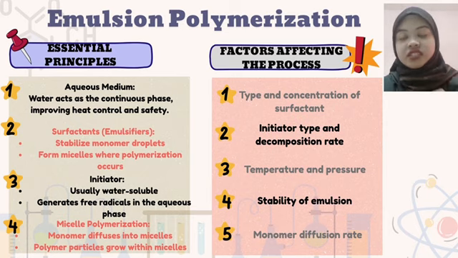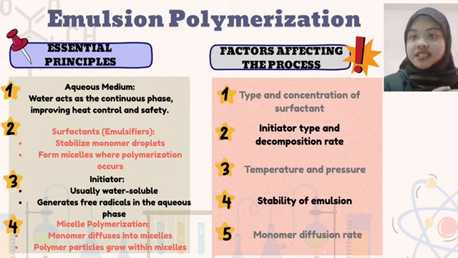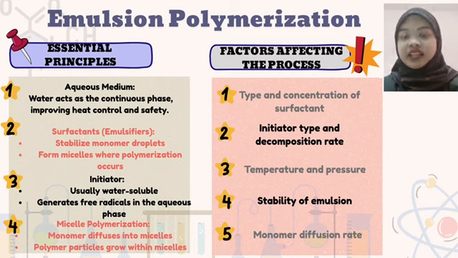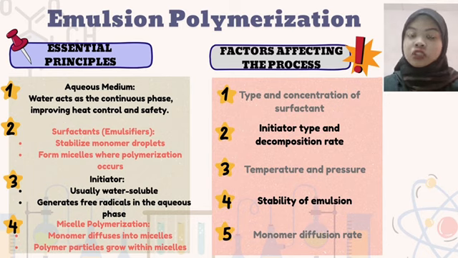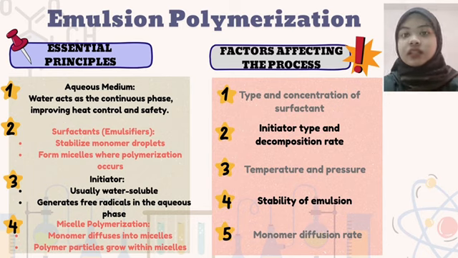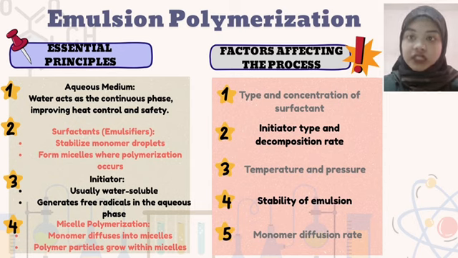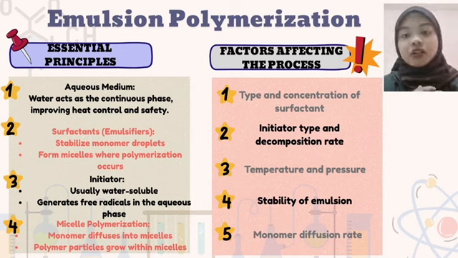During the process, the monomer diffuses into the micelles and polymer particles grow inside these micelles. In addition, several factors affect the efficiency of emulsion polymerization, including the type and concentration of surfactant, the type and decomposition rate of the initiator, temperature and pressure, emulsion stability, and the monomer diffusion rate.